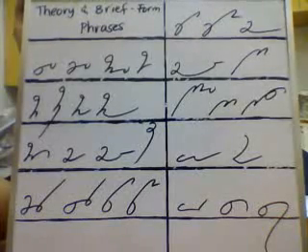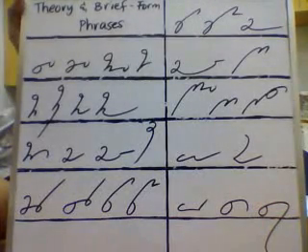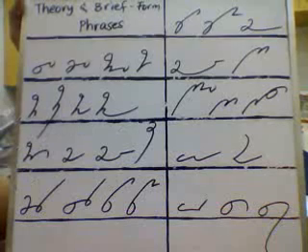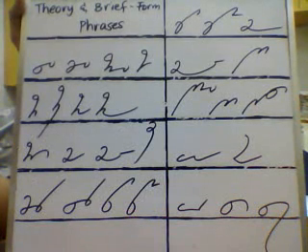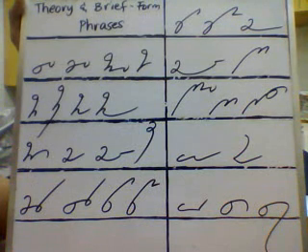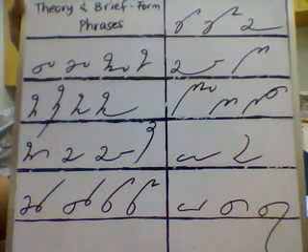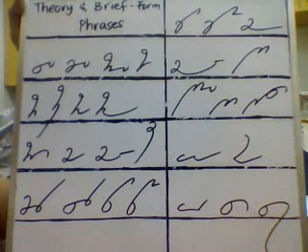Okay, in this lesson, we're going to study the different phrases containing theory words and brief forms, the symbol for the sound of th, the symbols for the sounds of ish, chay, and j, and transcribing dates within the sentence. So let's now begin with lesson 9: theory and brief form phrases.